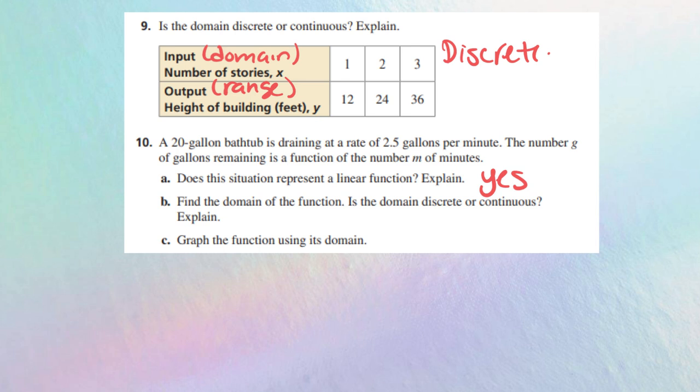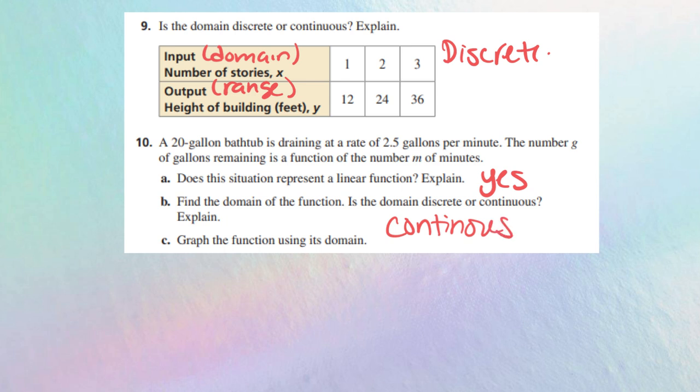Now let's find the domain. What is the domain of M? Define the domain of the function. What are the domain of my function? Do we have a domain? First, is it discrete or continuous? Continuous. We know it's continuous. Why is it continuous?